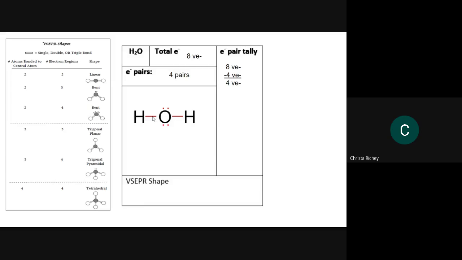Now, I have a total of 1, 2, and then the lone pairs count as a third and a fourth type of electron region. I have a total of 4 regions. I have 2 atoms attached to the oxygen, so that is this bent configuration, which I can't remember. I put it over here on the side. This is actually what it ends up looking like.